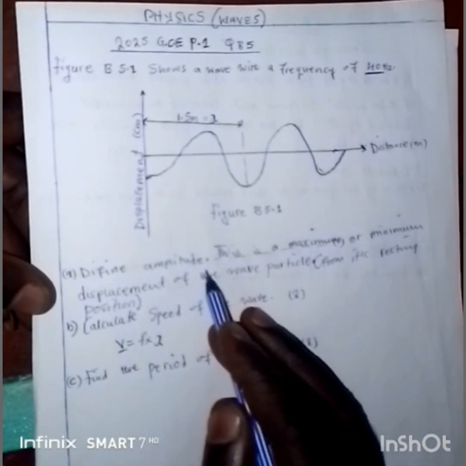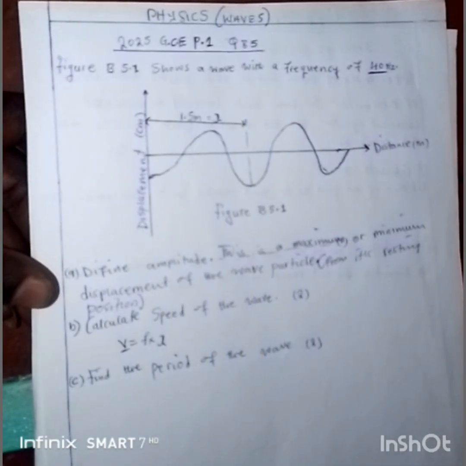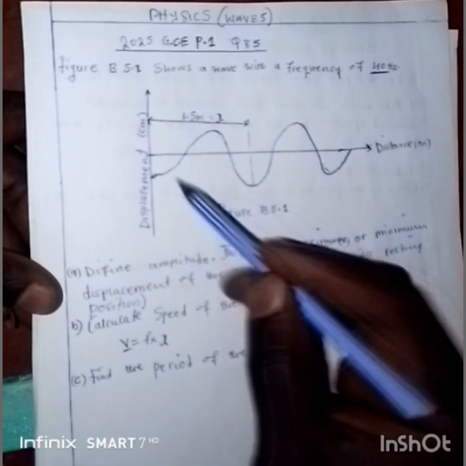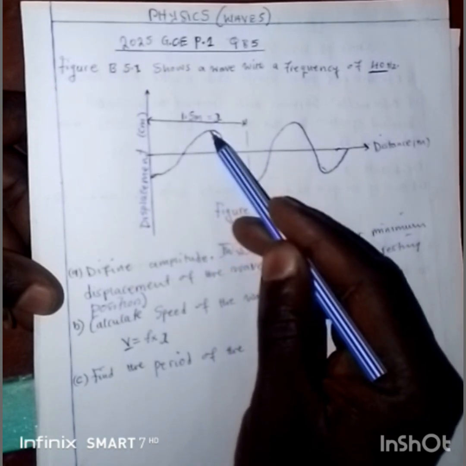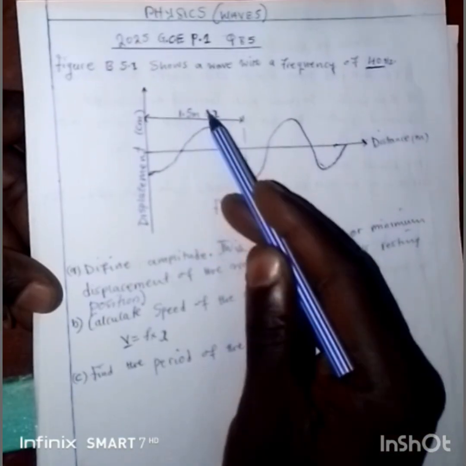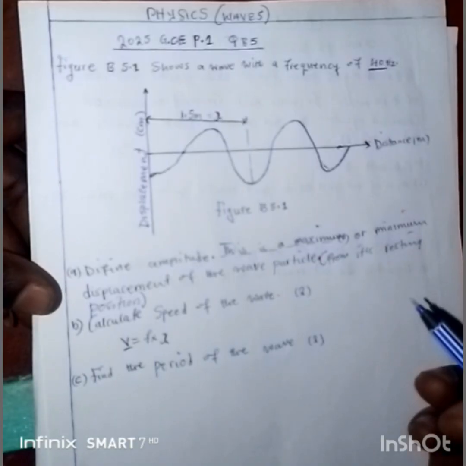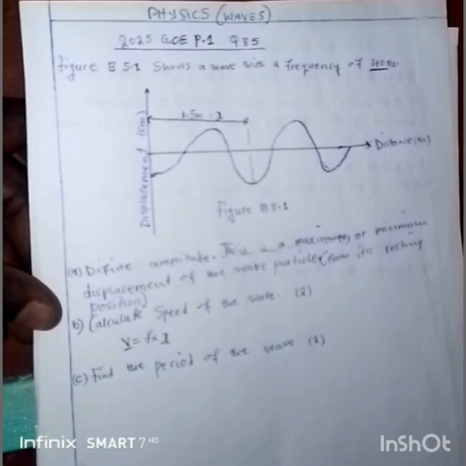Right, the first question: define an amplitude. That was the first question. So an amplitude is the maximum or minimum displacement of a wave from its resting position. If this is the resting position, the maximum displacement is going up, and the minimum displacement is going down here. So positive and negative displacement, it is what is called the amplitude. So an amplitude simply means the maximum or minimum displacement of the wave particle.